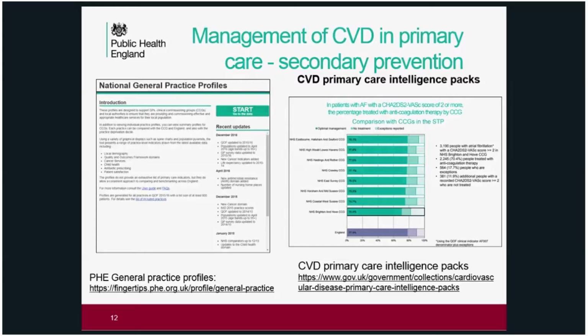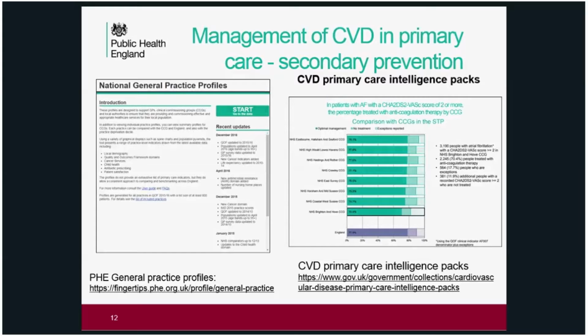Much of the information comes from the Quality and Outcomes Framework, and there are several tools which help you to look at that information in depth. On the right-hand side of this slide, there's another picture from the CVD intelligence packs, and it shows QOF information at CCG, STP and GP level.